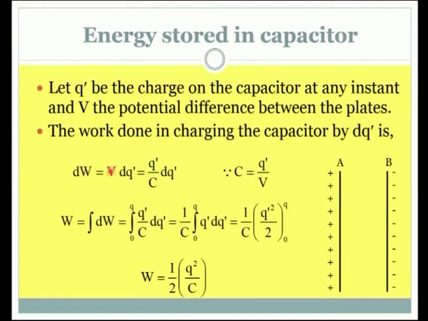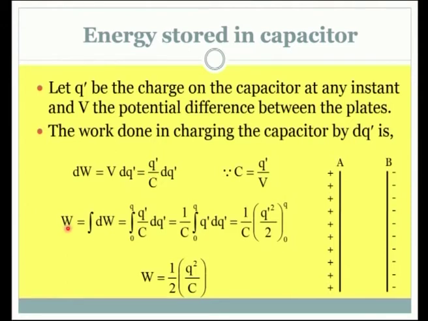The work done is potential multiplied by the charge. What is the charge that is being placed at that instant? It is dq'. So, the small work done for the transfer of dq' is written here. We can write V as q'/C, because this is the expression for the potential. We know the capacitance is C equal to q by V. With that we are writing this expression.